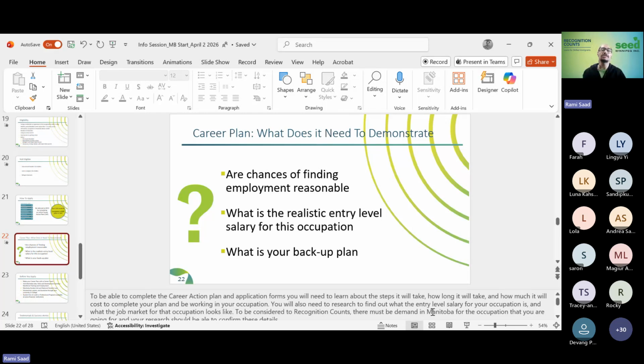So you will need to do some digging to know the entry level income for the job that you're going to apply for, once you know that it is actually in demand. And what is your backup plan in case things go south? Are you saving some money aside? Is there someone else who's going to support you with some of the money to pay off the loan? What's your backup plan? So that's what your career plan should cover or demonstrate.